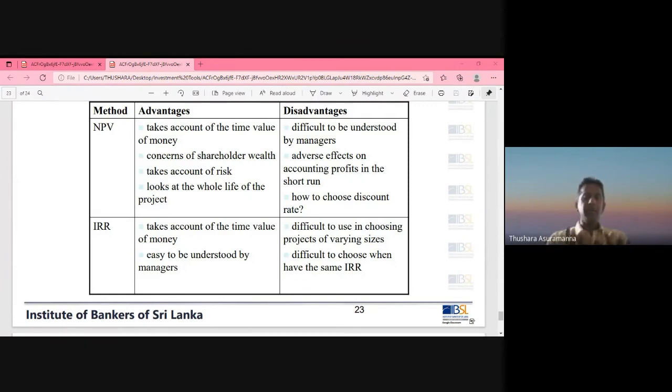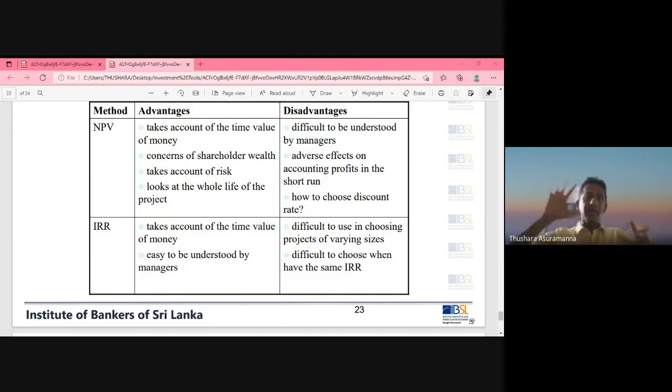So it is difficult for managers to understand, and difficult to convince and explain based on these concepts: the time value, discounting factors, weighted average cost of capital. Then, adverse effects on accounting profits in the short run. Adverse effects, because when you say ARR, we talk about profitability. But here we talk about a longer tenor. Project duration is also longer.